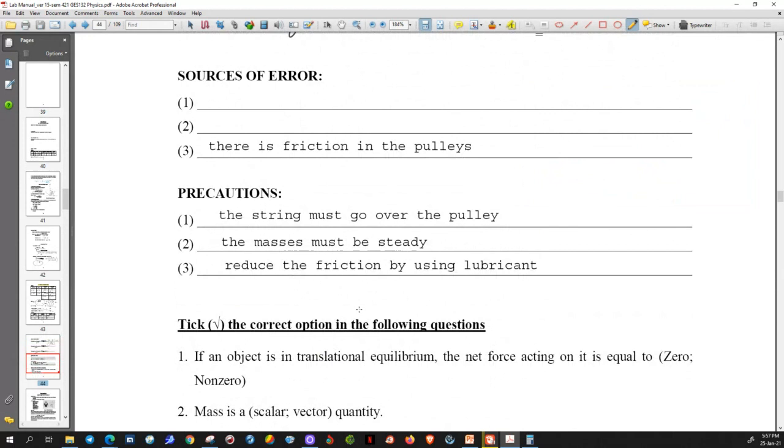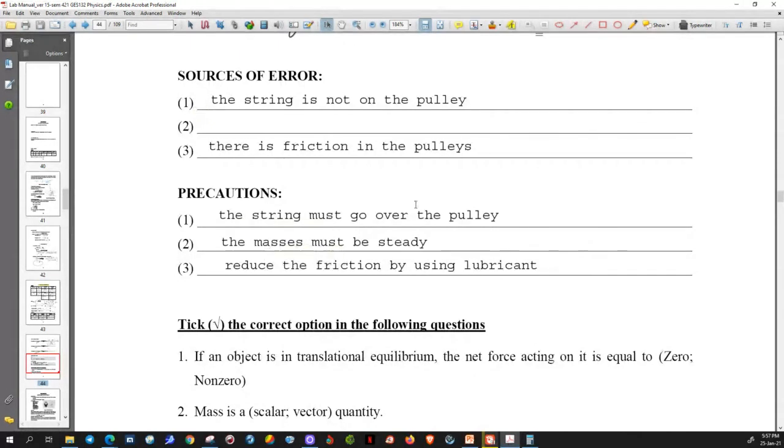We already discussed it. How do you write source of error and precaution? If you have a source of error, such as friction, precaution means how to fix it. If you have the precaution that the string must go over the pulley, how do you write the source of error? The opposite. What's the source of error here? The string is not on the pulley. What's the effect if the string is not on the pulley? The mass will not pull correctly.